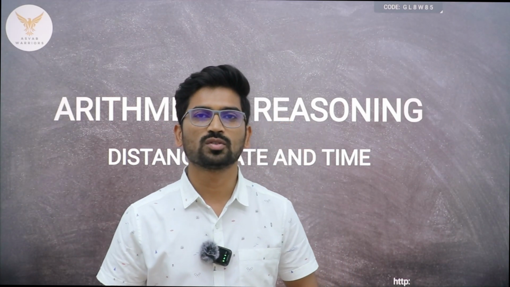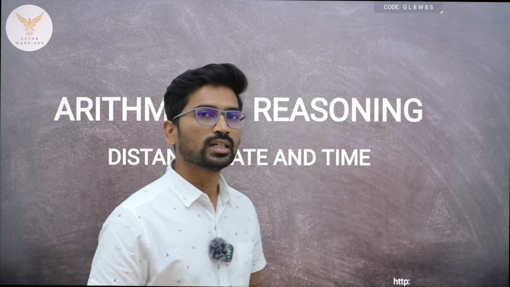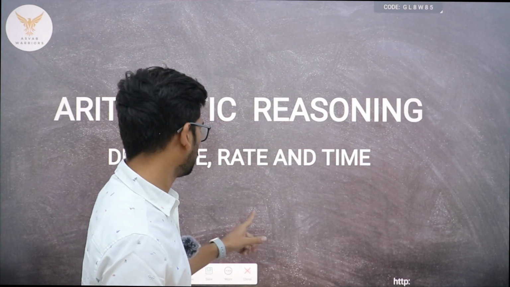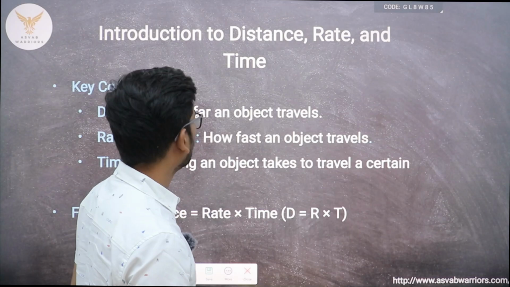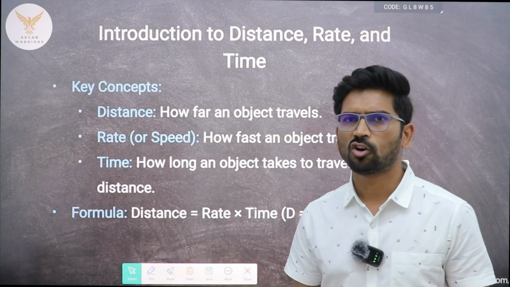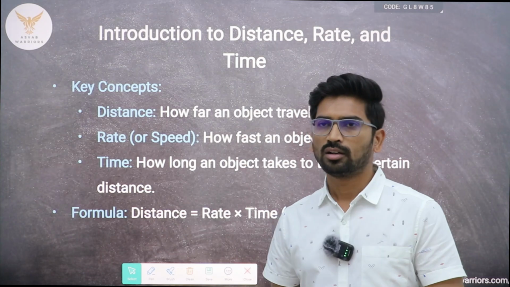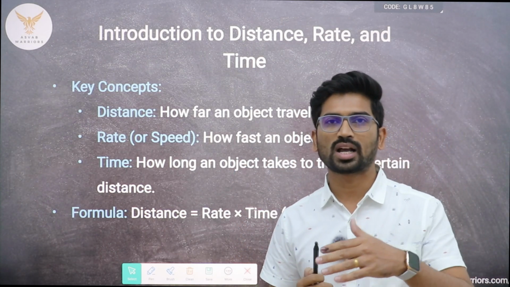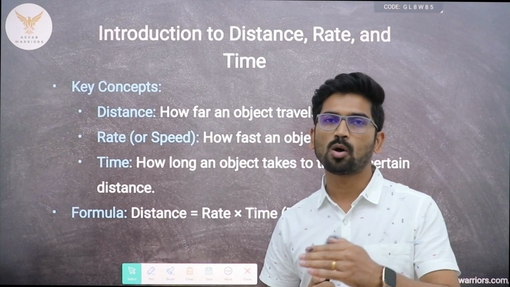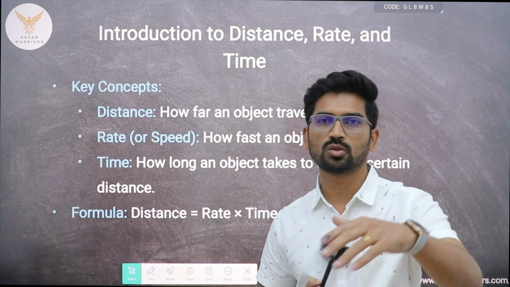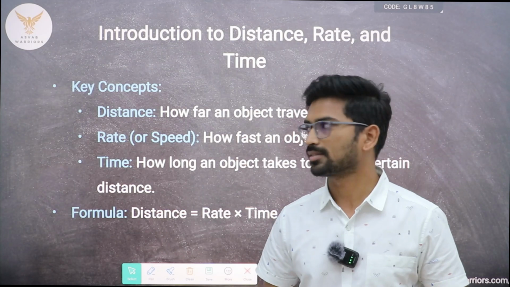For that, first we will understand the basic terminologies from this topic. First, what is distance? Obviously, the distance is how far an object travels. Let's say you are traveling in a car. How much distance or how far your car is going to go, that is what distance is.